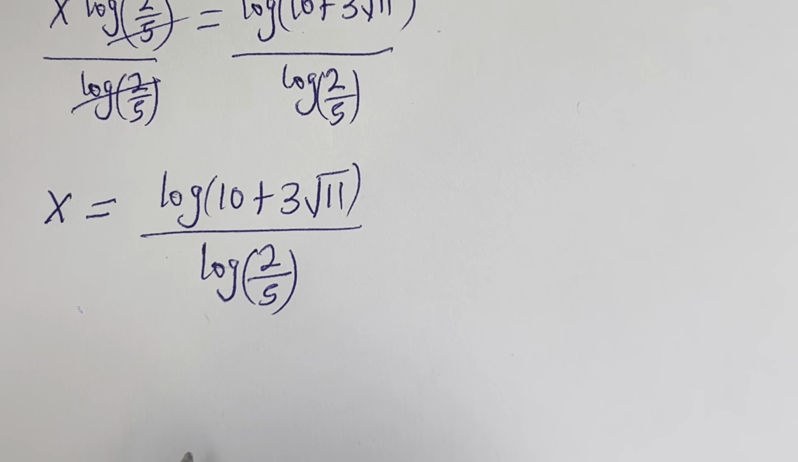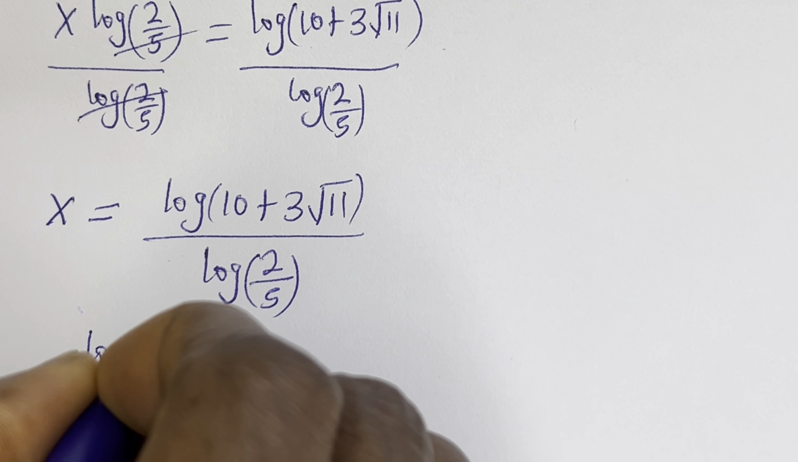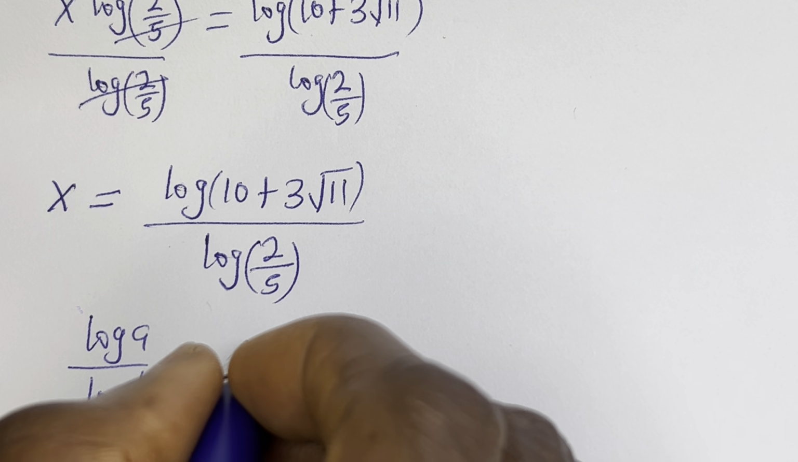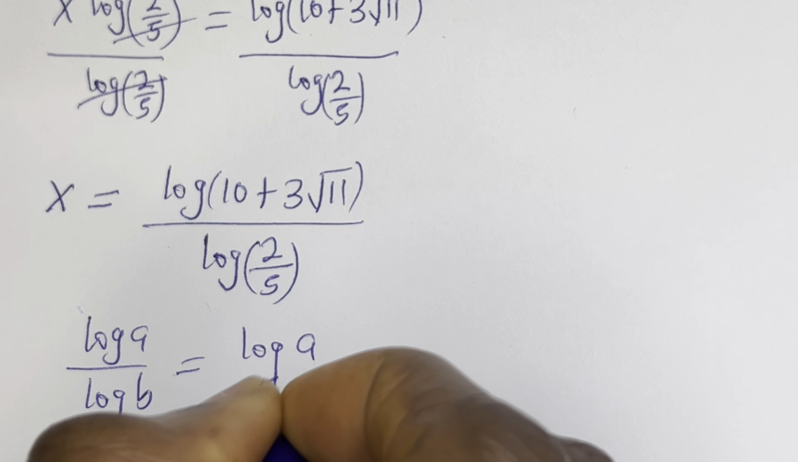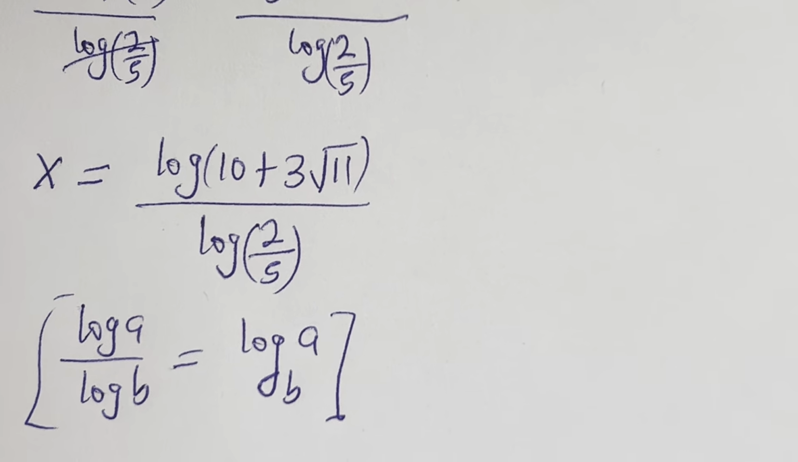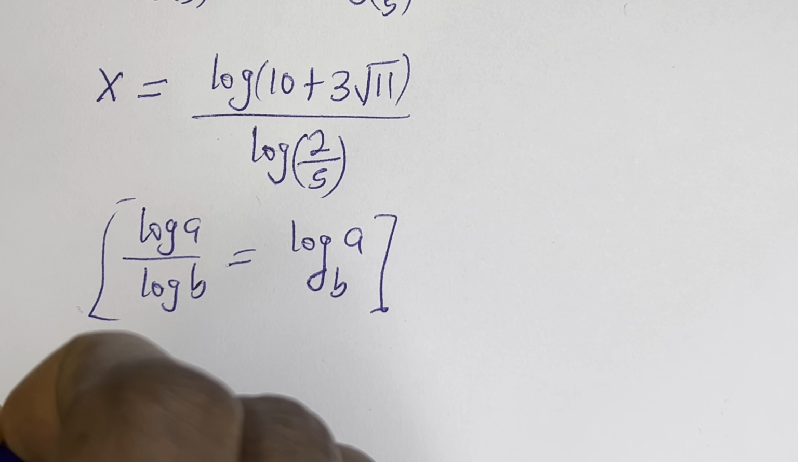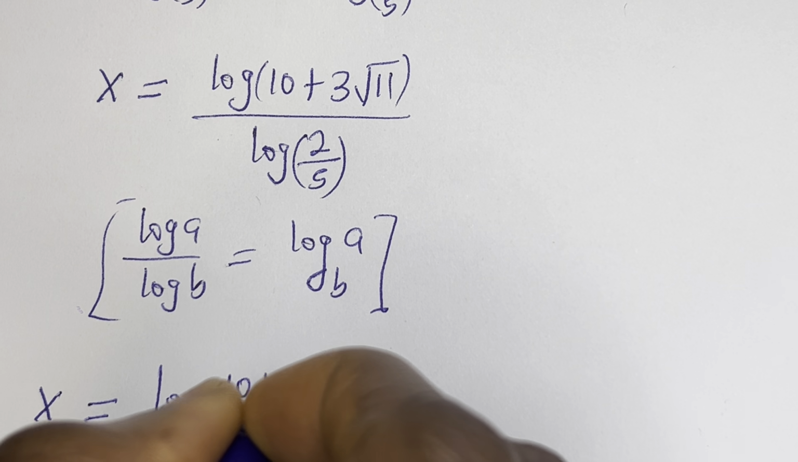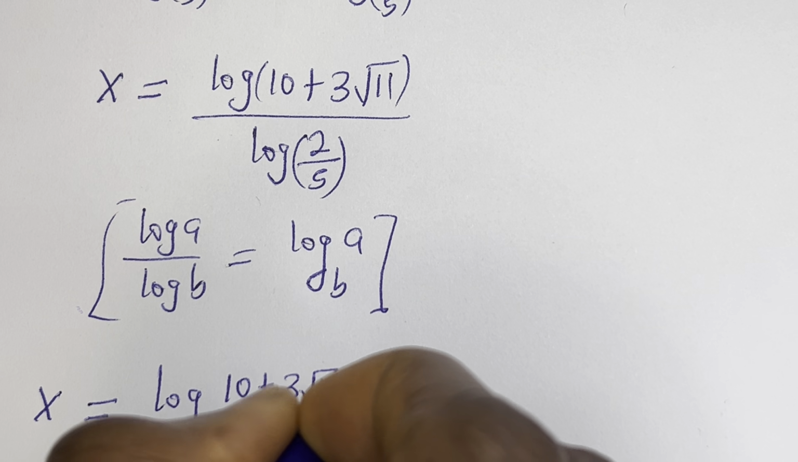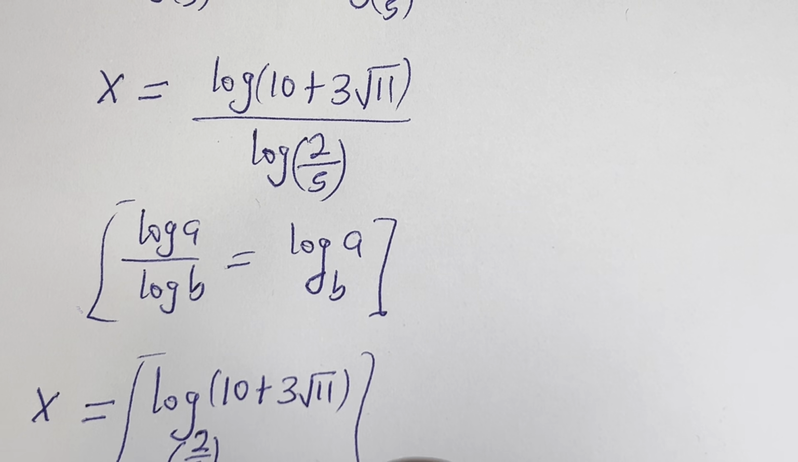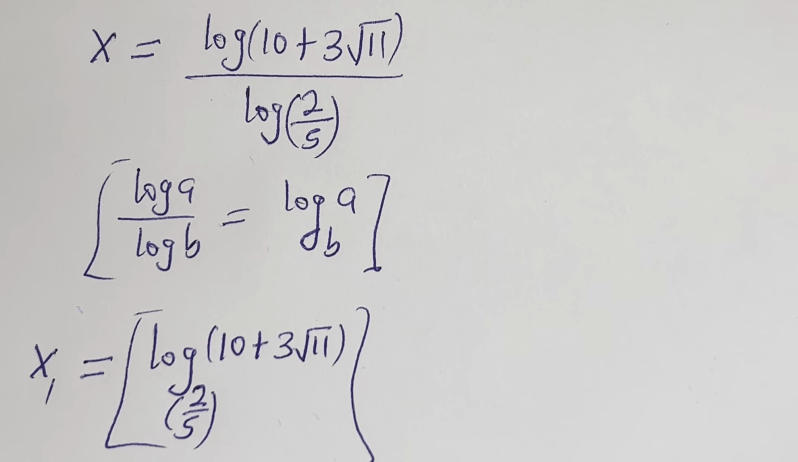Take note of this, that if you have log a divided by log b, this is equal to log a base b. Now this can be written as x is equal to log of 10 plus 3 square root of 11, base 2 divided by 5. This is the first value of x. Let's call this x1.